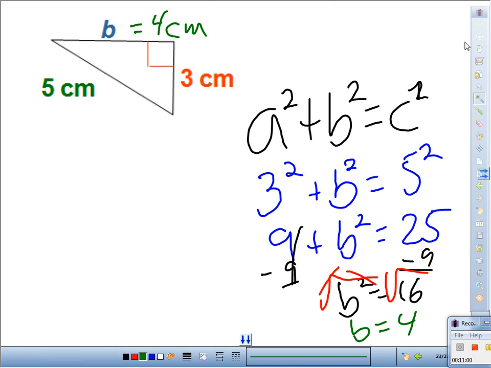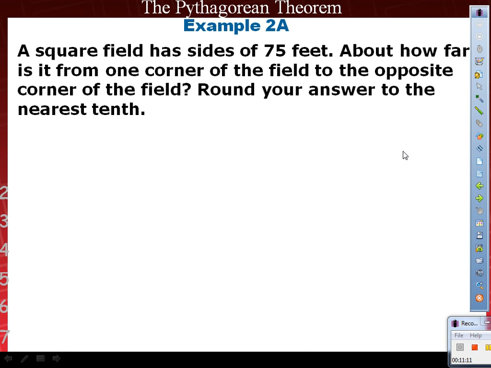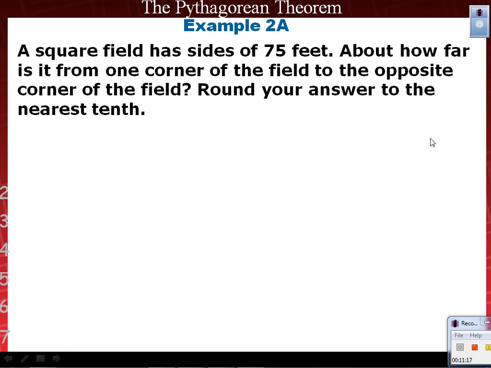Let's go. Copy this one, please. Just the black text. The other stuff, no. It says, a square field has sides of 75 feet. About how far is it from one corner of the field to the opposite corner of the field? Round your answer to the nearest 10. Copy that, please. There.